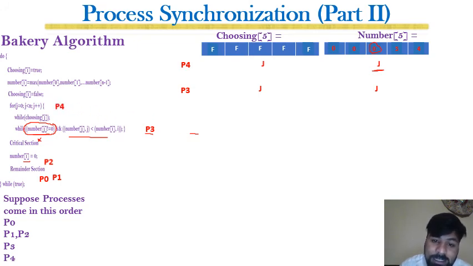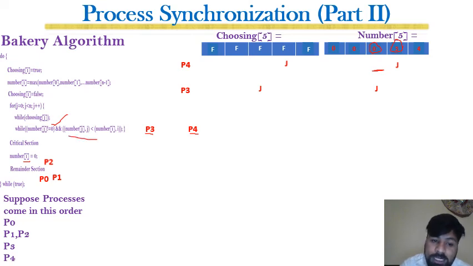It incremented its counters, and you can see that J of choosing and J of number have both been increased, and P4 moves ahead. Once again, it has to evaluate the conditions. The condition is that number at J shouldn't be equal to 0, and this condition is true.